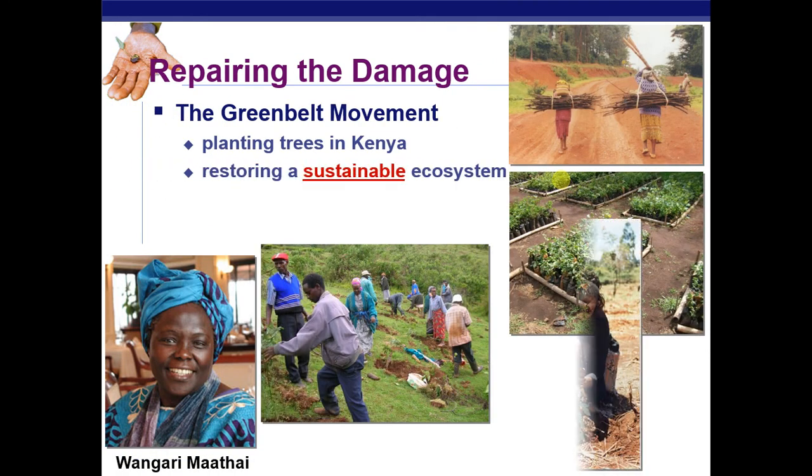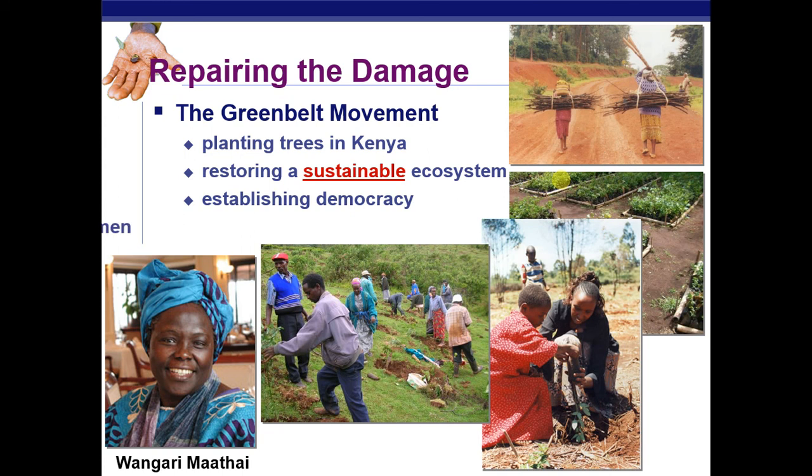So one way that we can repair the damage is exemplified by the Green Belt Movement, which consists of planting trees in Kenya to restore that sustainable ecosystem. We add tree biomass, and then we can reconnect the groundwater and the atmosphere through that transpiration process, and we can transform a desert back into a forest and strengthen that part of the water cycle.